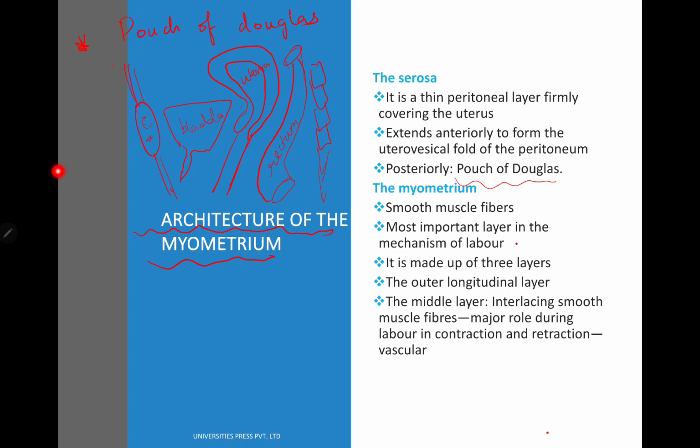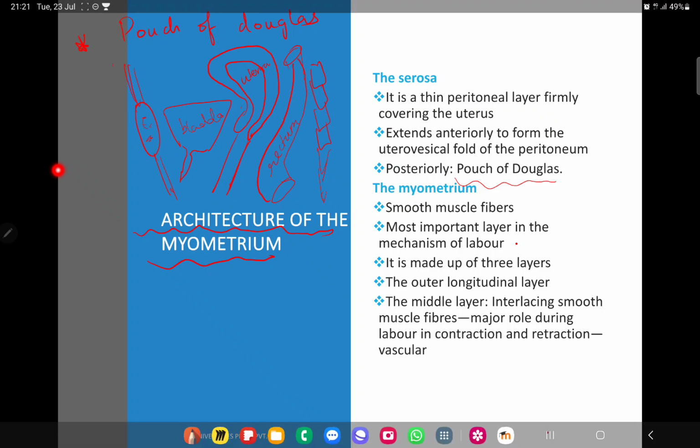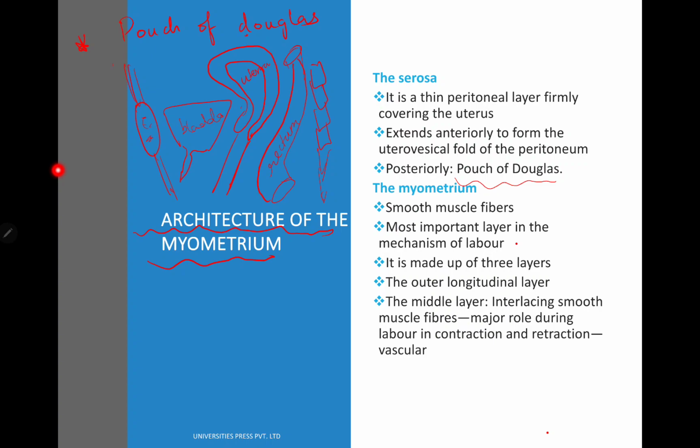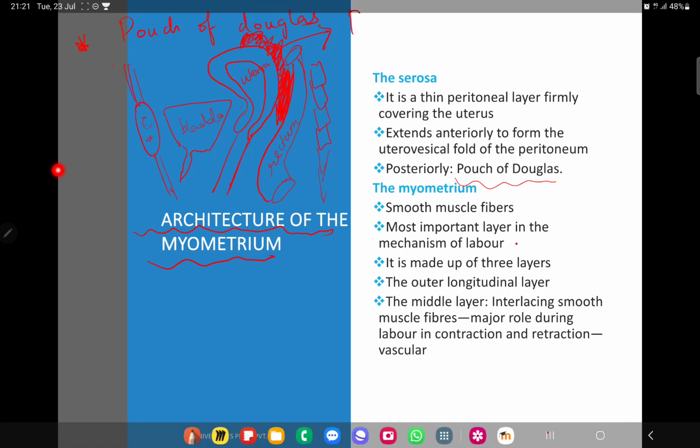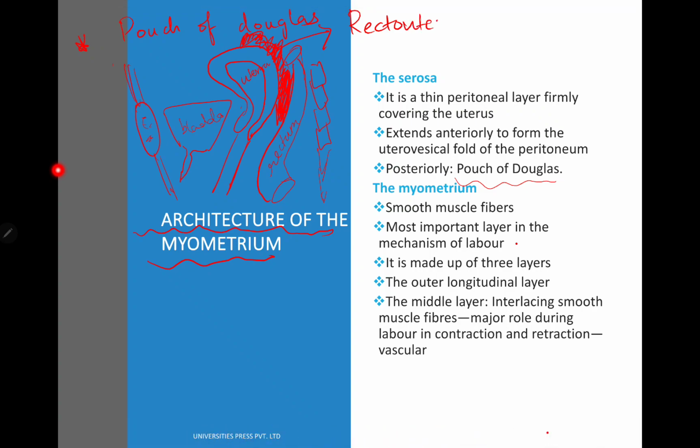So if you look here, there is a pouch. Remember, guys, this is basic anatomy. There will be a pouch between the uterus and the rectum. This space is like a pouch. The space between the uterus and the rectum is known as the recto-uterine pouch. This recto-uterine pouch is nothing but your pouch of Douglas. Very, very important MCQ.